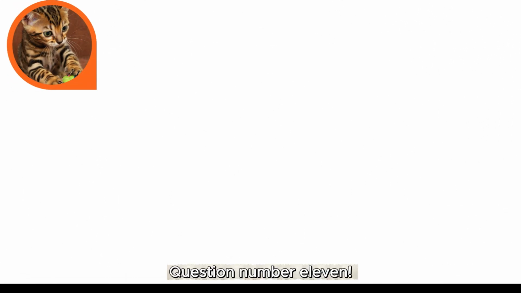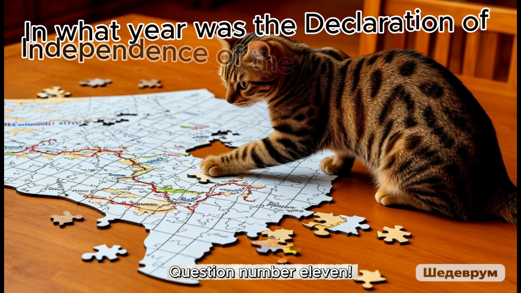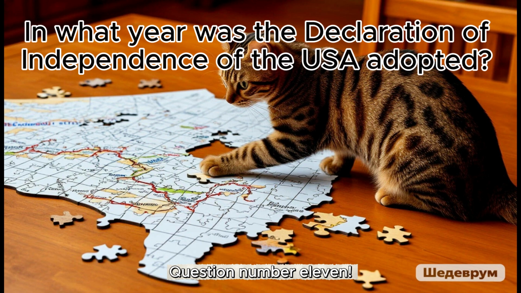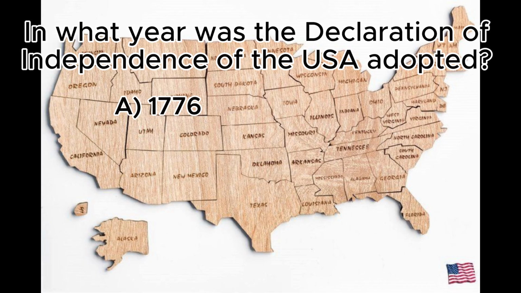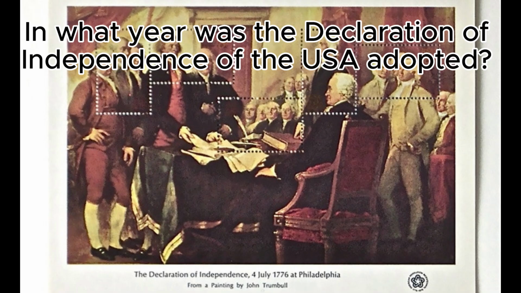Question number 11. In what year was the Declaration of Independence of the USA adopted? A. 1776, B. 1783, C. 1787, D. 1800. Time's up.